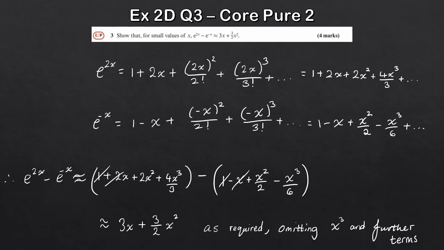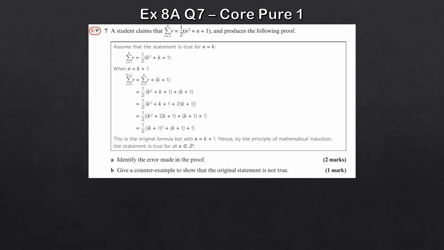Okay, so these questions are very similar when it's something like this, where you've got to show that some kind of expression is approximately something else. So always write down your expansions individually and then apply your operation, whether it be subtraction or addition, whichever it is. Okay, so 4 marks for that. Hopefully nice and easy. Let's take a look at the next question.